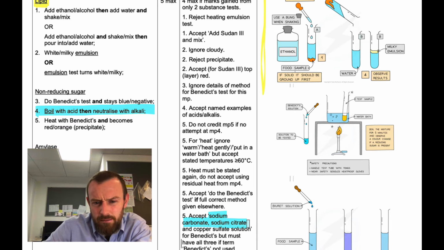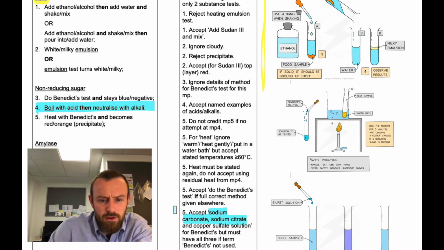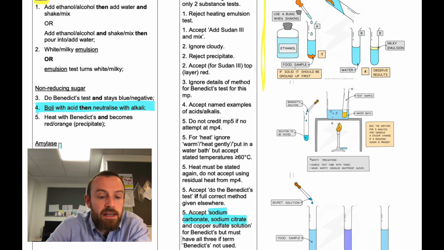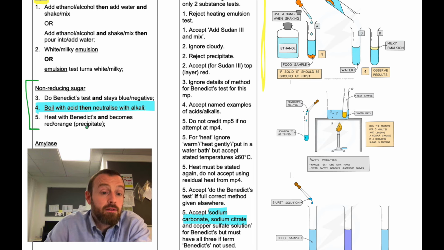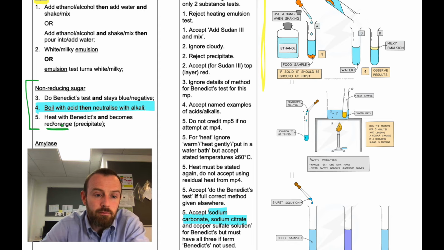Yeah, those are named alkalis that you could use, even though they're also in here. And then you have to heat it with Benedict's again, and if it's positive then we know that there is a non-reducing sugar. So these marks here were quite tricky to get. You do also have to give the red-orange precipitate as the result of the test.